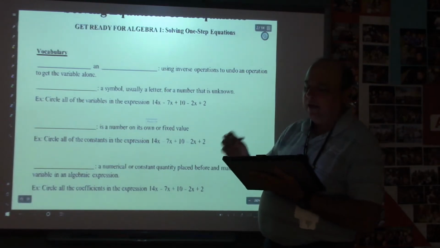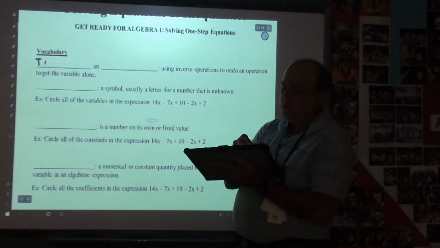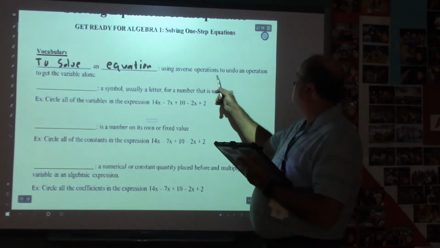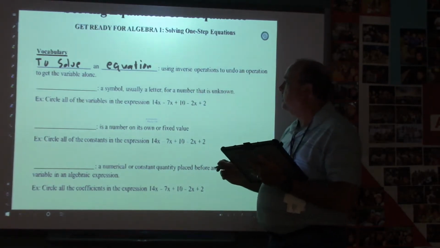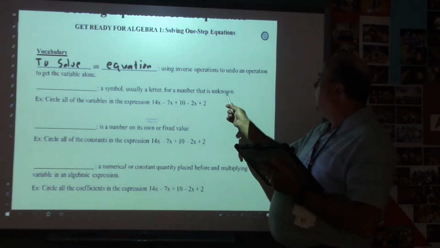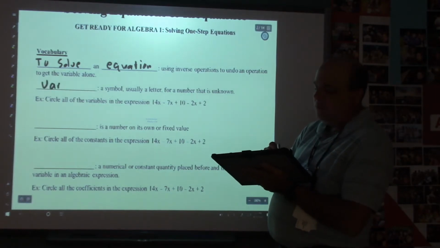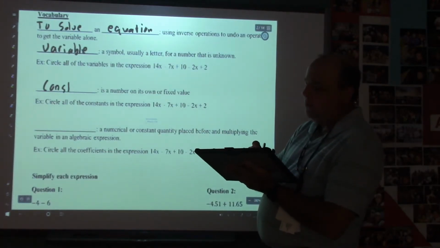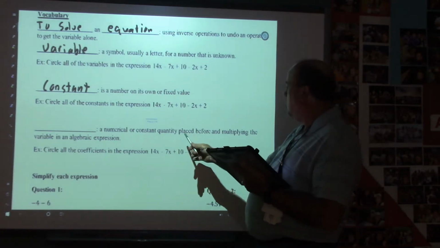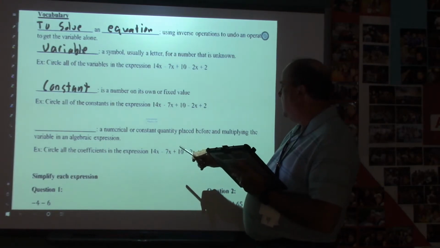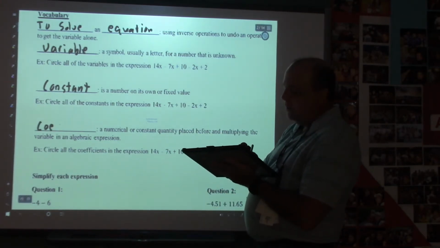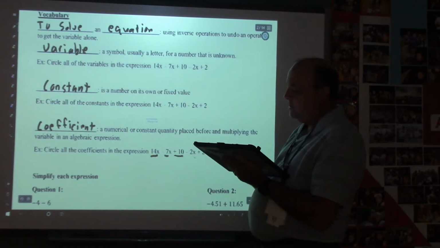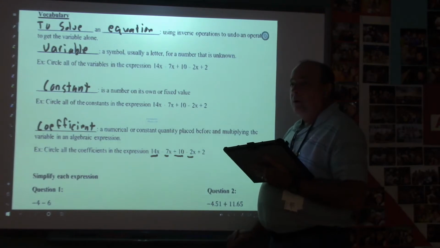Okay, so the first blanks: to solve an equation, using inverse operations to do an operation to get the variable alone, okay? A symbol, usually a letter, that is unknown, that's going to be a variable. A number with a fixed value is going to be a constant. A numerical or constant quantity placed before, multiplying the variable in an algebraic expression, that's going to be a coefficient. Okay, so the 14, the 7, the negative 7 actually, the positive 10 and the negative 2 are all coefficients here. What a blast, okay?